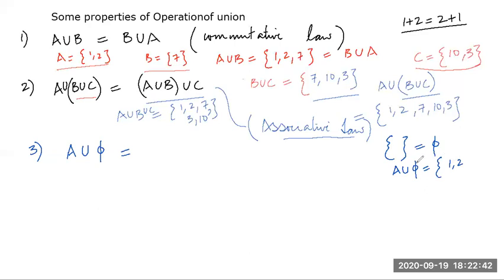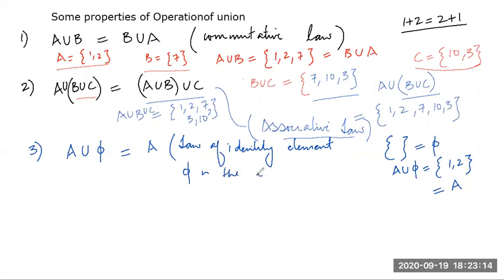Is any element of A getting repeated in phi? No. There's no element in phi also. So this 1, 2 is equal to A, right? So A union phi is equal to A. This is law of identity element, right? You can say phi is the identity of union. Phi is the identity of union.